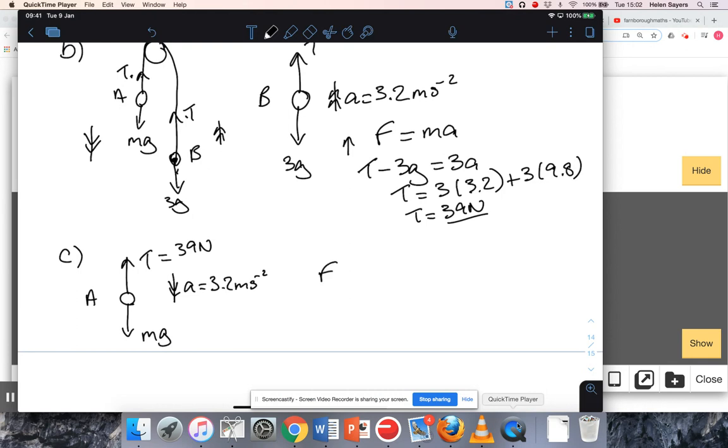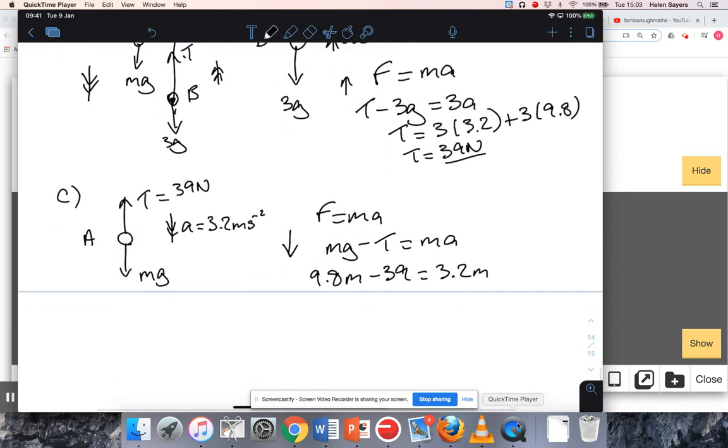So if I use F equals ma on particle A, and as particle A is moving down, I'm going to take down as positive. So the resultant downward force is mg minus T, and that equals mass times acceleration. So let's sub in the values we know. We know that g is 9.8, we know that T is 39, and we know that a is 3.2.